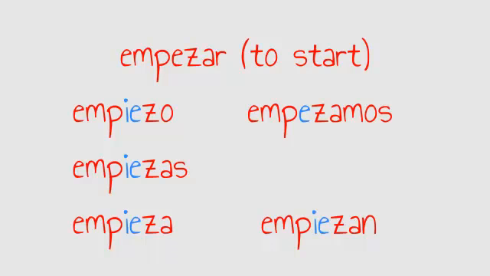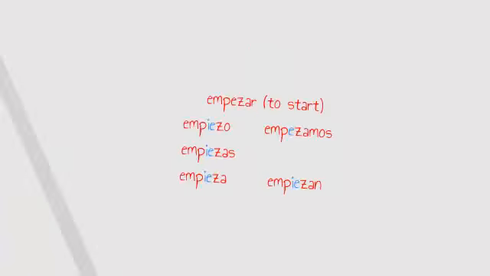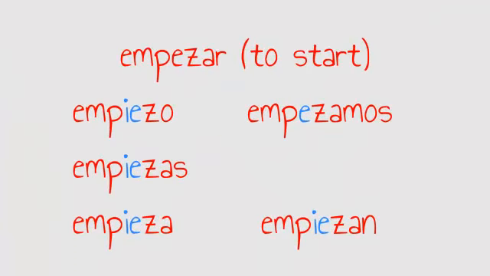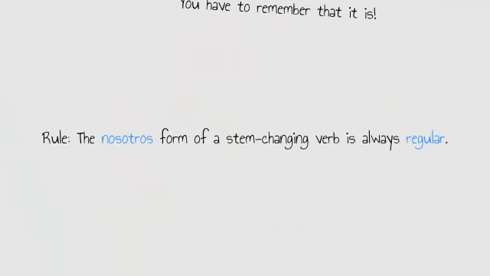So what you notice here, first of all, is that stem-changing verbs do have the same endings as regular AR, ER, and IR verbs. Only the stem is different. So we're not learning a whole new set of verb endings. We're learning that some verbs operate differently and they change their stem. In the case of empezar, what we saw is that the E changed to an IE. Now, if you look at the whole conjugation, you might notice something about the word empezamos. That didn't actually stem change, and there's a rule that goes along with that. The nosotros form, the we form of a stem-changing verb, is always regular. The nosotros form will not stem change.